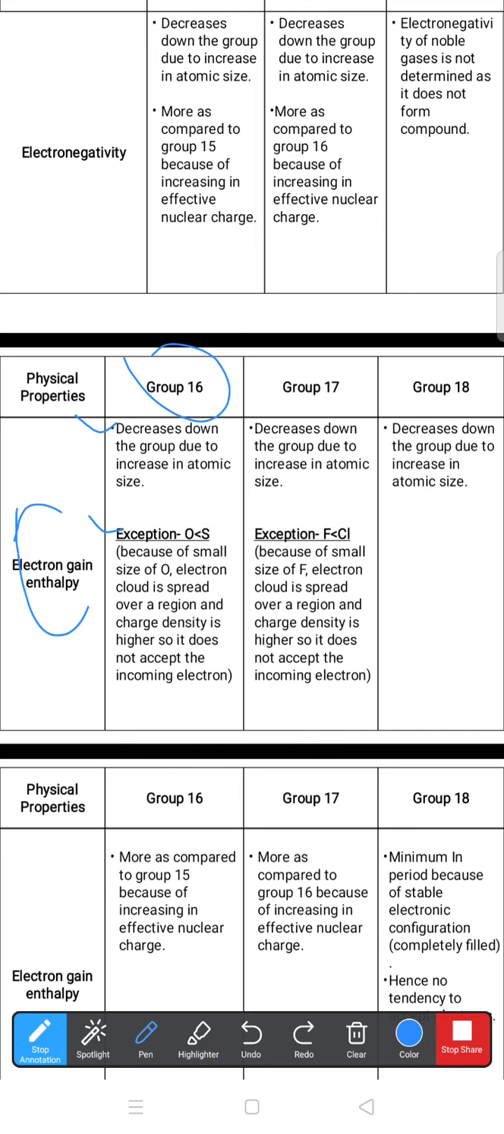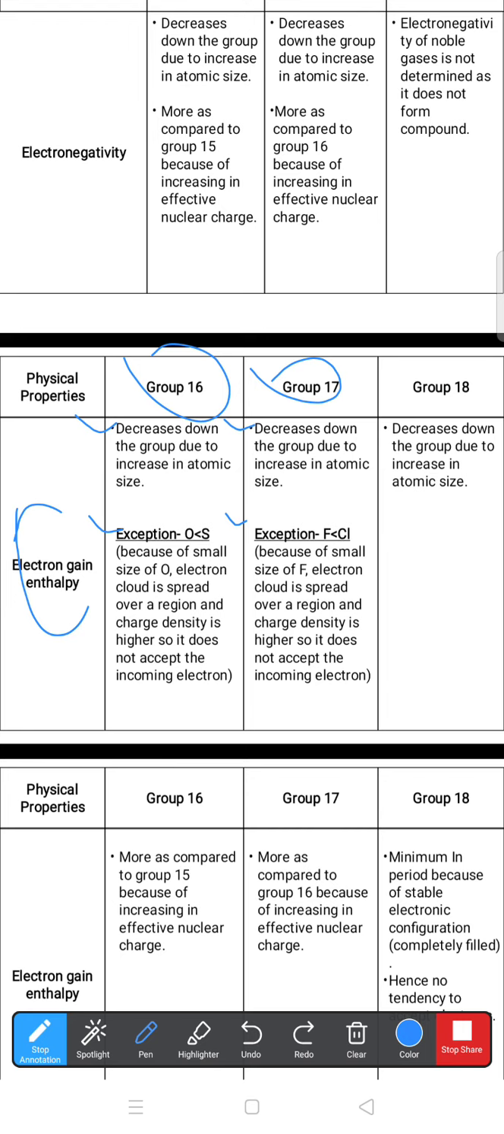In group 17, it decreases down the group due to increase in atomic size, and in the exceptional case, fluorine has less electron gain enthalpy as compared to chlorine due to the small size of fluorine. You know very well fluorine is the smallest element among the halogens. That's why it has a small size. The electron cloud is spread over a small region and charge density is higher, so it does not accept the incoming electron.